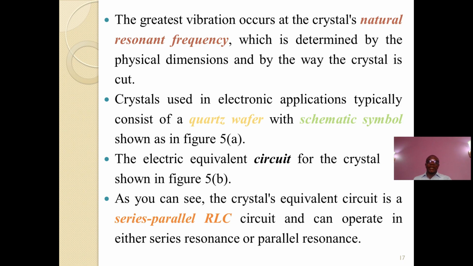Crystals used in electronic applications typically consist of a quartz wafer and have a schematic symbol shown in Fig 5a. Of course, it has an electric equivalent circuit, which is shown in Fig 5b. As we can see from that figure, the crystal equivalent circuit is a series parallel RLC circuit and can operate in either series resonance or parallel resonance.